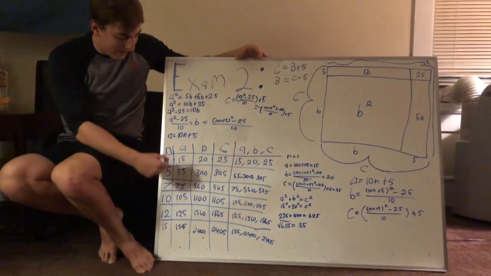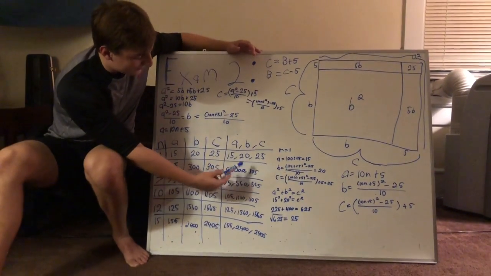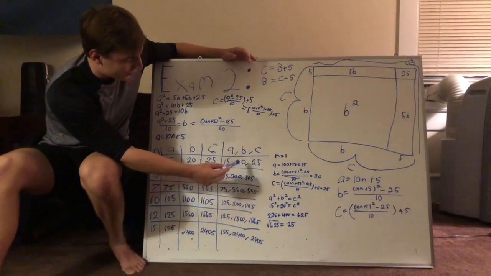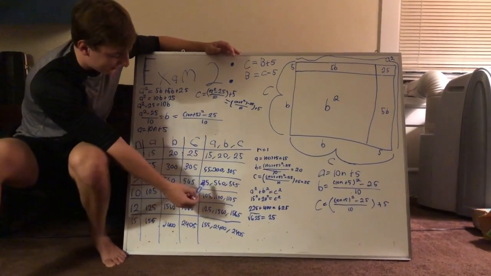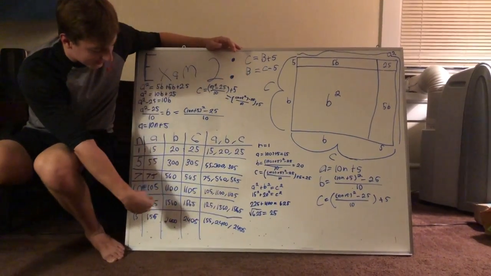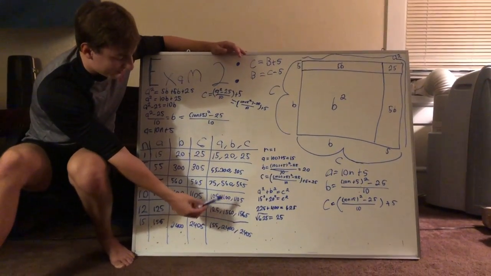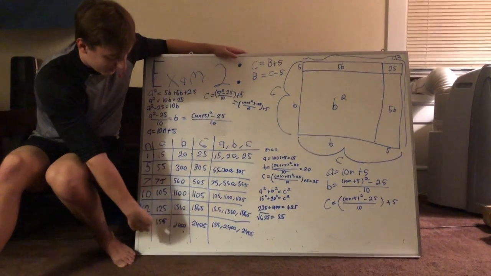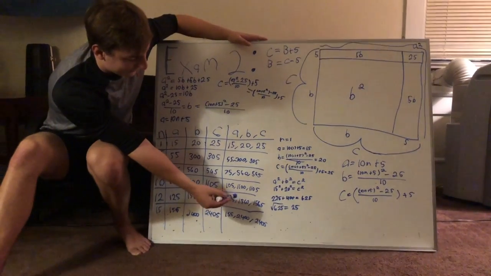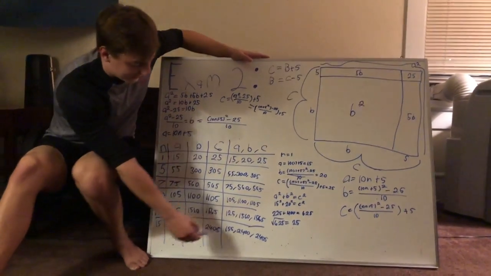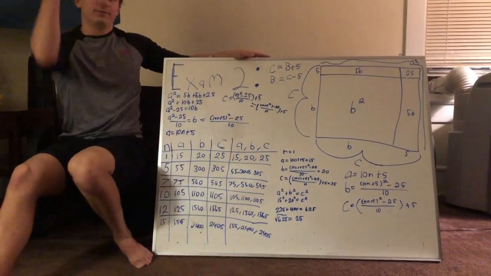Okay, and we go down the line, we got 1, 5, 7, 10, and 12. And these are our Pythagorean triples. Our Pythagorean triple for 1 is 15, 20, 25. Our Pythagorean triple for 5 is 55, 300, and 305. Our Pythagorean triple for 7 is 75, 560, 565. Our Pythagorean triple for 10 is 105, 1100, and 1105. Our Pythagorean triple for 12 is 125, 1560, and 1565. The Pythagorean triple for 15 is 155, 2400, and 2405.